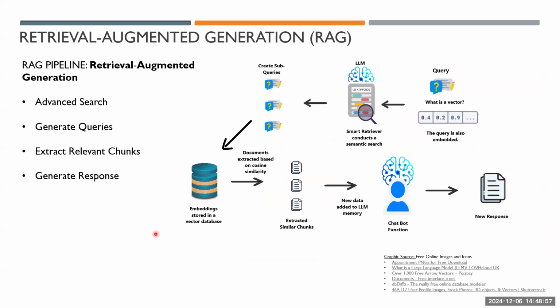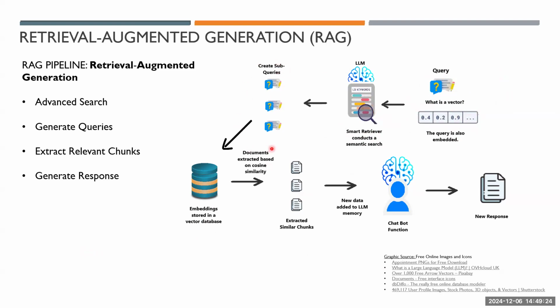Now, let's talk about the actual retrieval augmented generation process and how it works. You would have a query such as, what is a vector? And that query has to be embedded itself so that it can communicate with the embeddings in the data store. And your smart retriever actually conducts a semantic search, which is looking for words and associations in meaning.